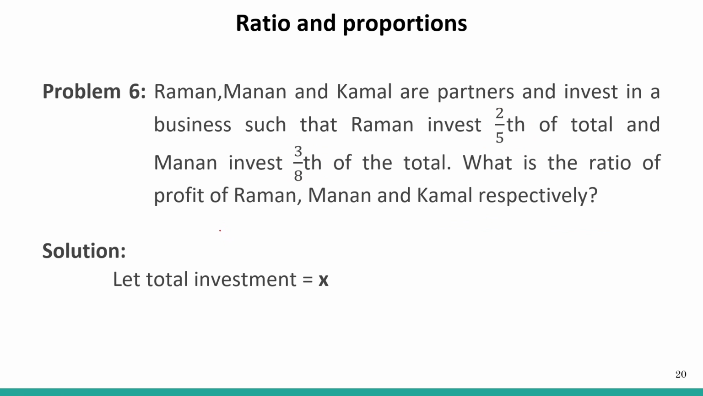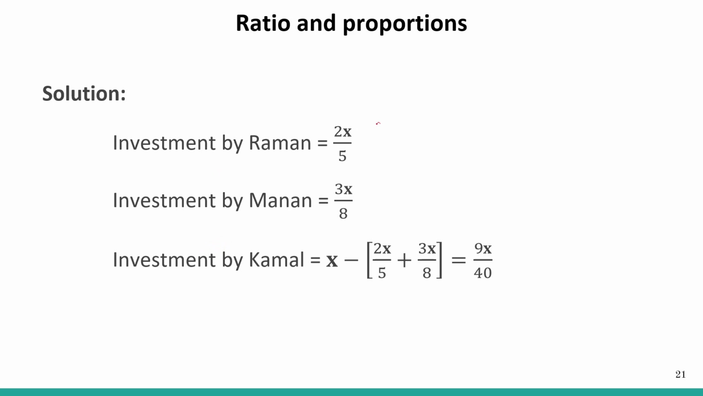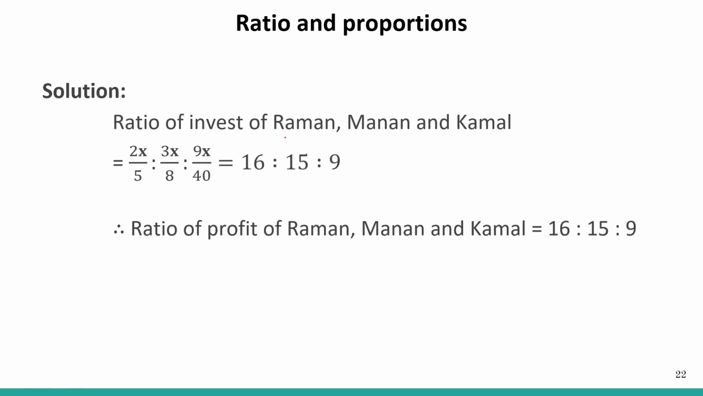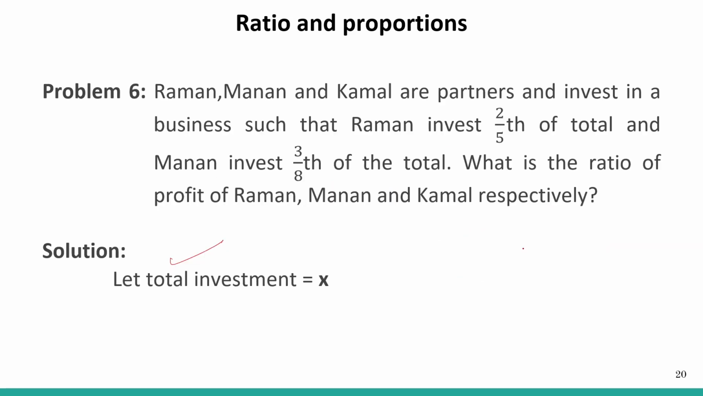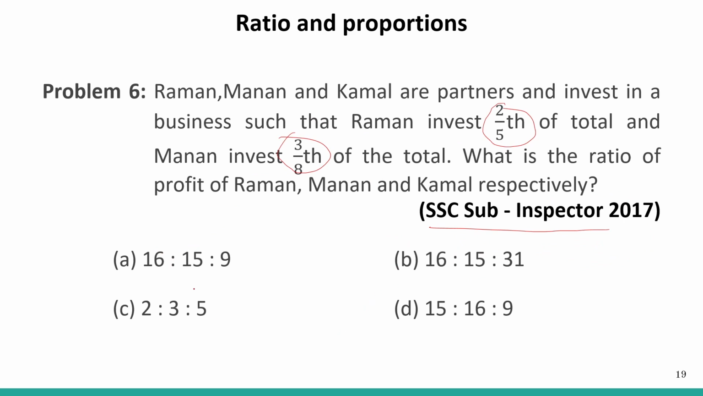Okay, so let's see the step-by-step solution. Let the total investment be x. So investment by Raman is 2x by 5, investment by Manan is 3x by 8, and investment by Kamal is x minus (2x by 5 plus 3x by 8). That is actually equal to 9x by 40. So now the ratio of investment of Raman, Manan and Kamal will be 2x by 5 is to 3x by 8 is to 9x by 40. That will be actually equal to 16 is to 15 is to 9. So the ratio of profit of Raman, Manan and Kamal will be 16 is to 15 is to 9. Okay, so the final answer will be 16 is to 15 is to 9. So 16 is to 15 is to 9 is the correct answer.